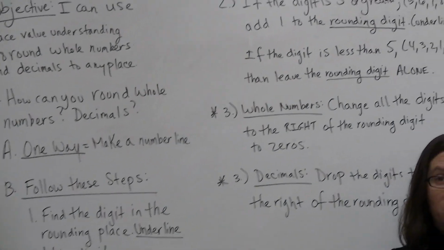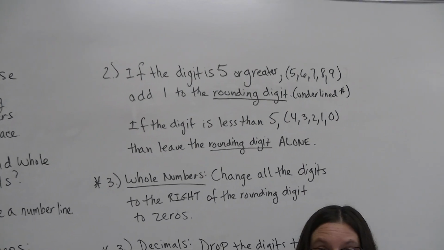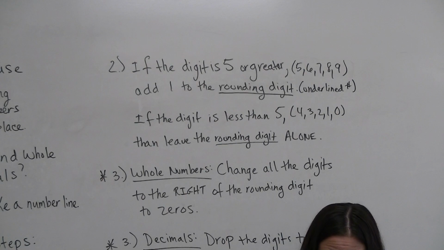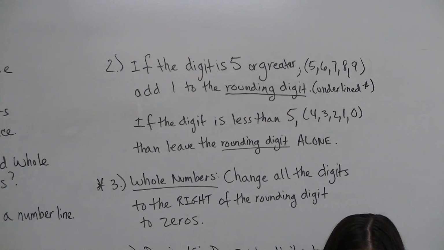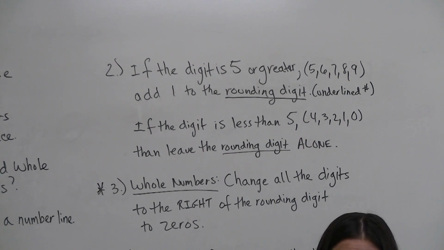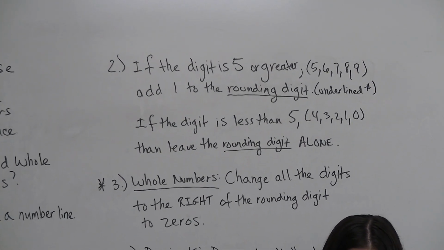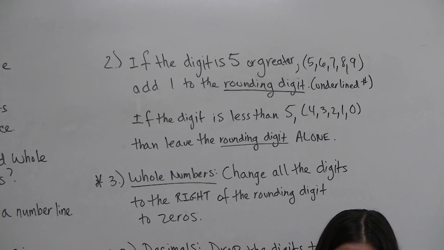Step 2, you will see, fifth grade, is the same for decimals as it is for whole numbers. If the digit is 5 or greater, you add 1 to the rounding digit. If the digit is less than 5, you leave the rounding digit alone. So here, since 6 is greater than 5, we're going to add 1 to the 3. So we know now that 3 will become a what? Yes, a 4. Good job.